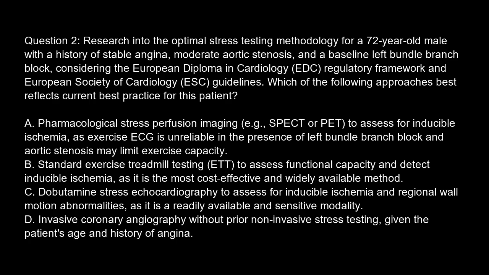Option A. Pharmacological stress perfusion imaging, e.g., SPECT or PET, to assess for inducible ischemia, as exercise ECG is unreliable in the presence of left bundle branch block and aortic stenosis may limit exercise capacity. Option B. Standard exercise treadmill testing, ET, to assess functional capacity and detect inducible ischemia, as it is the most cost-effective and widely available method.